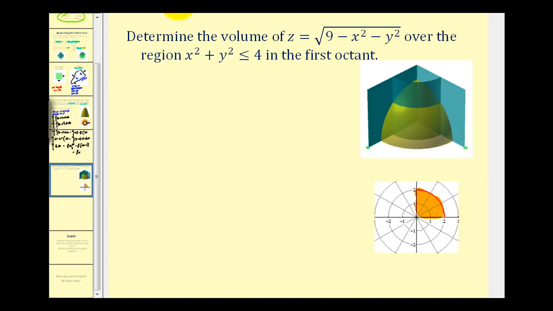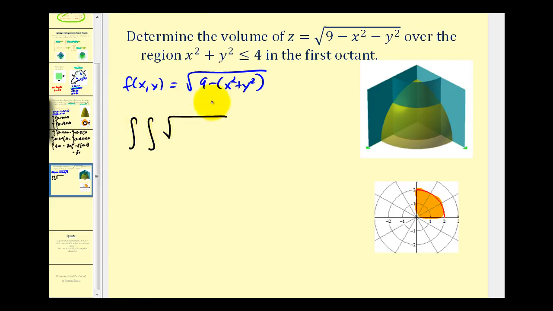Now that we have a region of integration, the first thing we should do is convert this to a polar equation. So if we rewrite this as the square root of 9 minus the quantity x squared plus y squared, we can replace x squared plus y squared with r squared. So our double integral, the function is going to be the square root of 9 minus r squared, and then don't forget our extra factor of r, and then dr d theta.